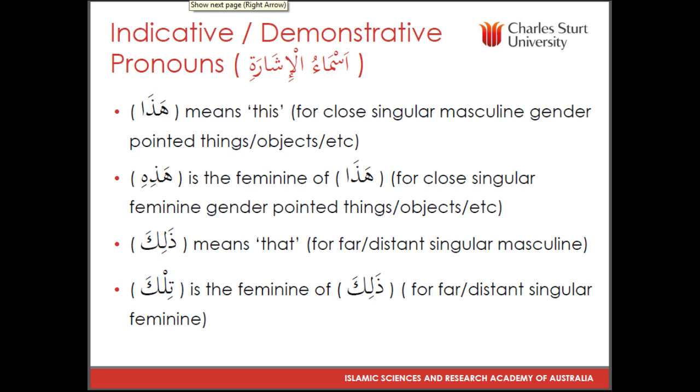Again, for close. ذلك means what? Singular masculine. This is also distinct, for far. So it means this and that. Okay, ذلك. If it is feminine, this far object, we should say tilka. أسماء الإشارة للقريب.